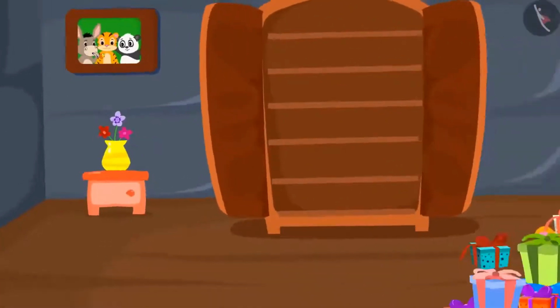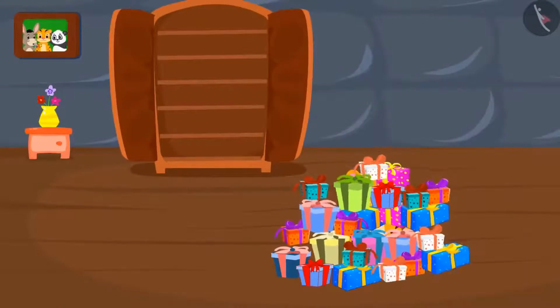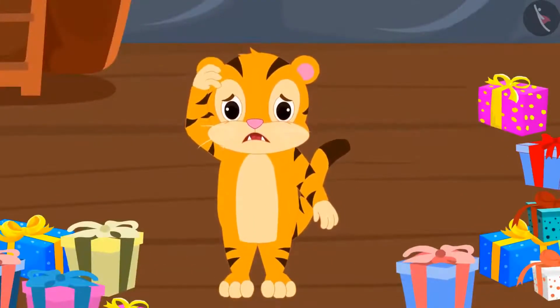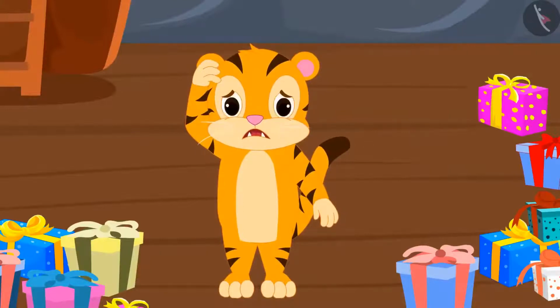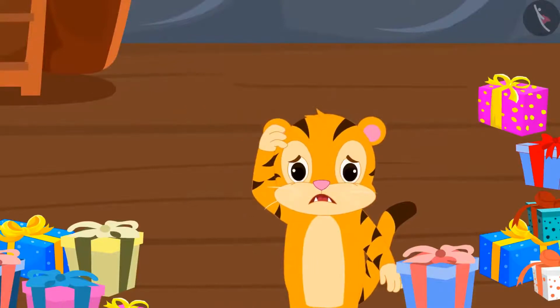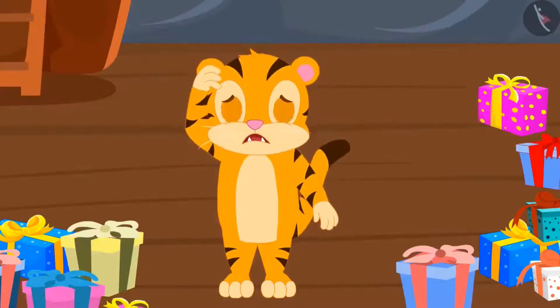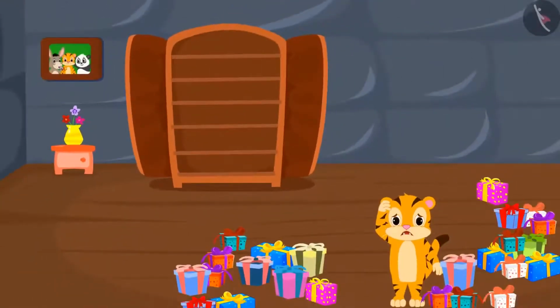Hey, oh, what happened? Who is hidden under so many gifts? Oh look, it is Sher Khan. The poor guy was buried under a pile of gifts. Can you help him keep the gifts in his cupboard? You can keep 5 gifts in every shelf. So, tell me how many shelves will be required to keep 25 gifts of Sher Khan?